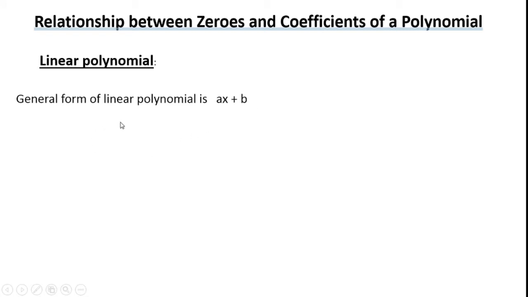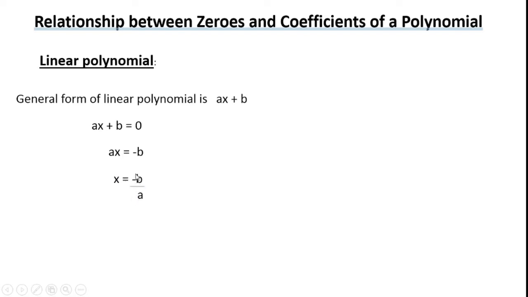So we can write this polynomial equal to 0: ax plus b equal to 0. Why? Because we are going to find the zeros of this polynomial. Zeros of the polynomial means the point where the polynomial becomes 0. So this polynomial equal to 0. Now we can find the point. Now x equal to minus b by a.